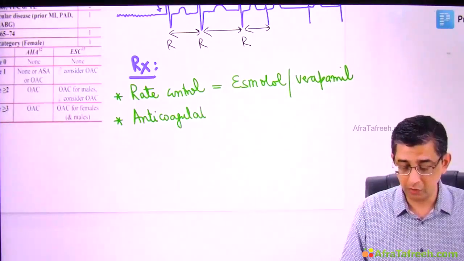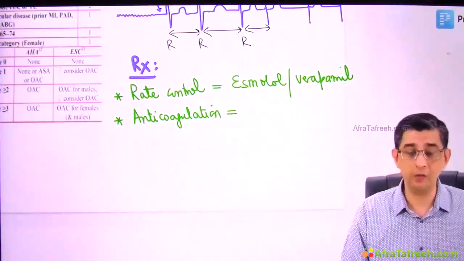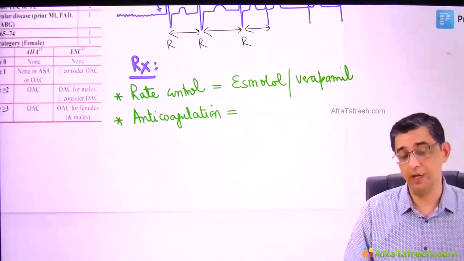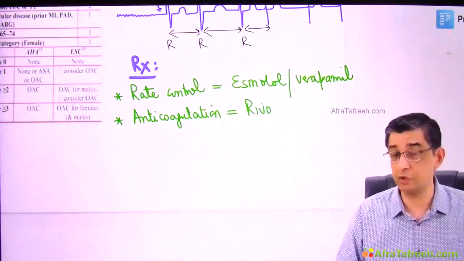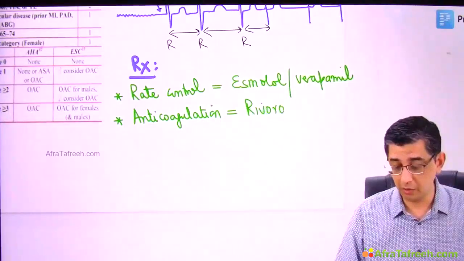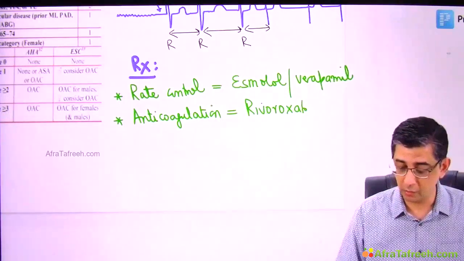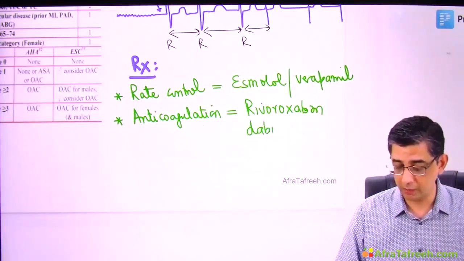Now I'll also tell you the criteria on the basis of which oral anticoagulation should be started. But at the moment, first of all, I would like to highlight the drugs that should be given to these patients to minimize the chances of development of embolic stroke. So the drugs which are available are novel oral anticoagulants, that is NOAC. The novel oral anticoagulants are rivaroxaban and dabigatran.